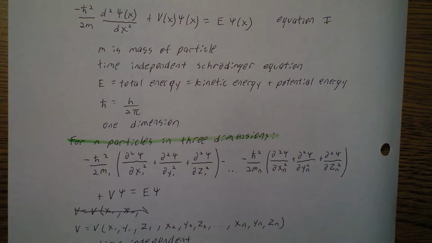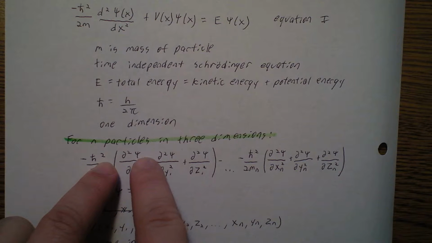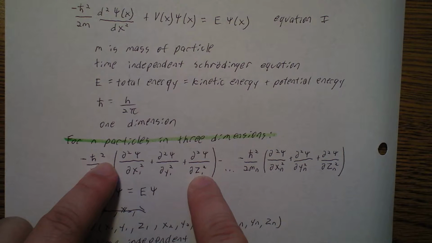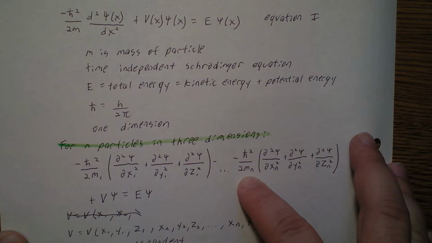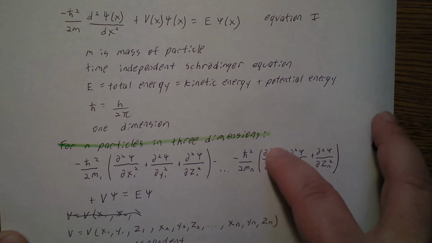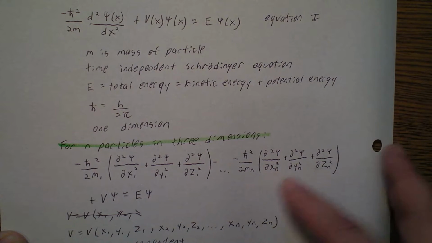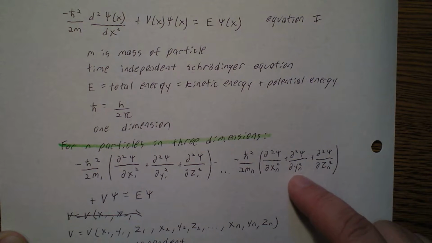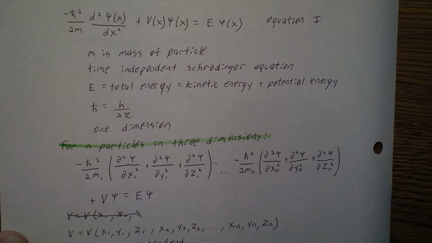Now if we have n particles in 3 dimensions, then we have minus h bar squared over 2m1 times the partial derivative of psi with respect to x1 plus the partial derivative of psi with respect to y1 plus the partial derivative of psi with respect to z1, etc., all the way to minus h bar squared over 2 times the mass of particle n times the second derivative of psi with respect to the x position of particle n, plus the second derivative of psi with respect to the y position of particle n, plus the second derivative of psi with respect to the z position of particle n, plus the potential energy times psi is equal to the energy times psi.